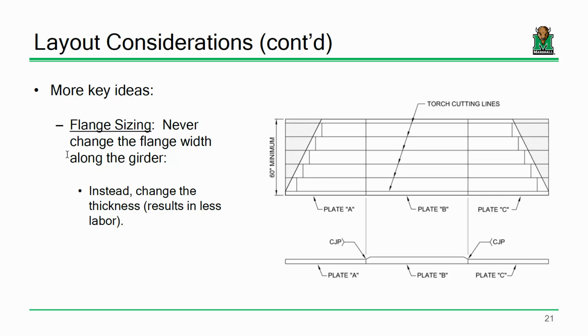But if you make the flanges wider instead of thicker, you can't really do that. What you have to do is cut these, cut these, cut these, and then take those pieces and combine them together individually. And it's a pain in the butt. Does that make sense? So don't do that. Just change the thickness. Don't change the width. There are fabricators and bridge engineers out there that are still changing the width, and it's a little maddening sometimes.